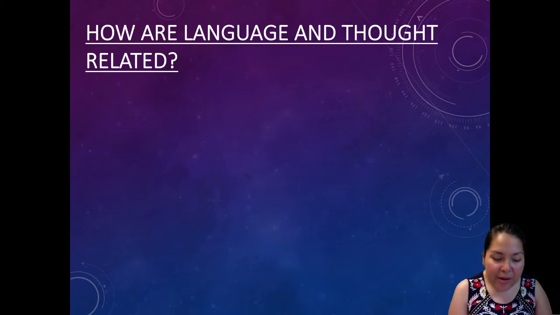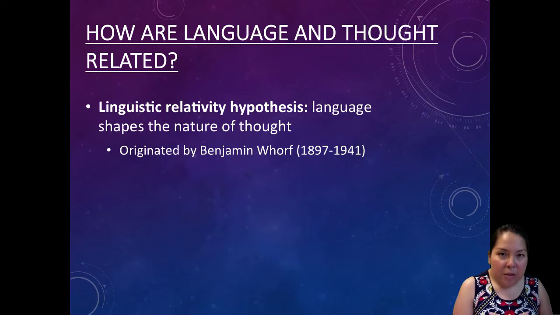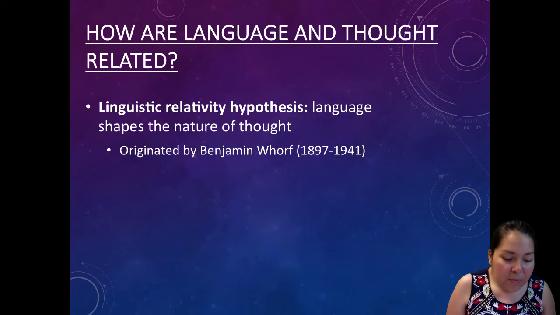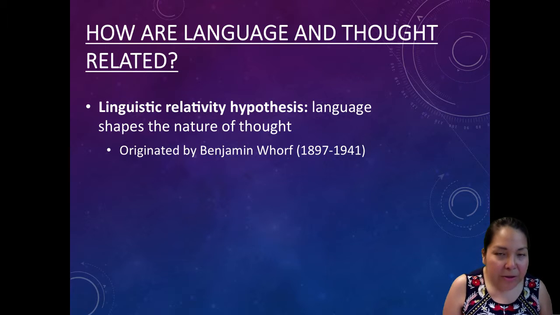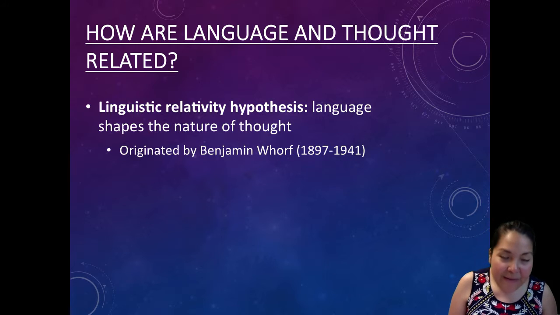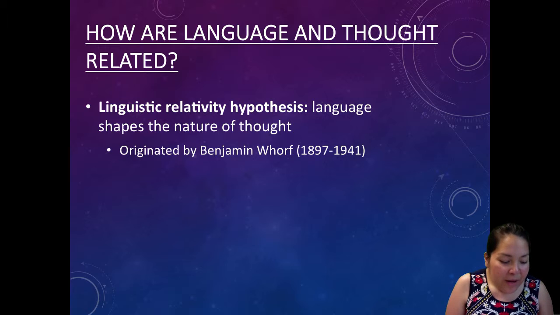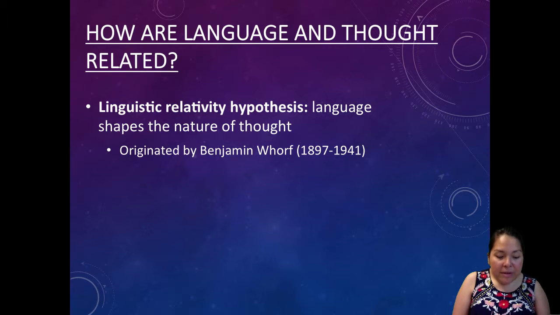And so when considering how language and thought are related, there's evidence demonstrating that language does influence thoughts and perceptions. The linguistic relativity hypothesis is the proposal that language shapes the nature of thought. This was originated by Benjamin Whorf, an engineer who studied language. He cited evidence for this hypothesis by observing that Canadian Inuits have many different terms for frozen white flakes of precipitation, which we call snow, and they perceive and think about snow differently than do English speakers.